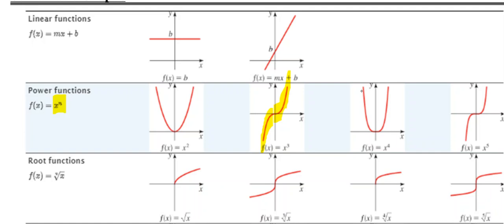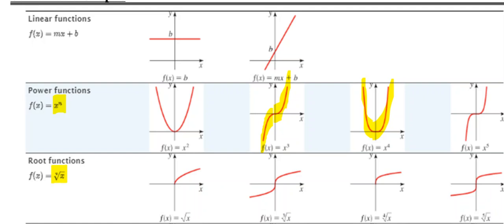The graph of x to the 4th looks a lot like the graph of x squared, but it's a little flatter at the origin. The graph of x to the 5th looks a lot like x cubed. In fact, all the x to the even powers look similar, and x to the odd powers look similar to each other. Then we also have root functions, nth root of x.